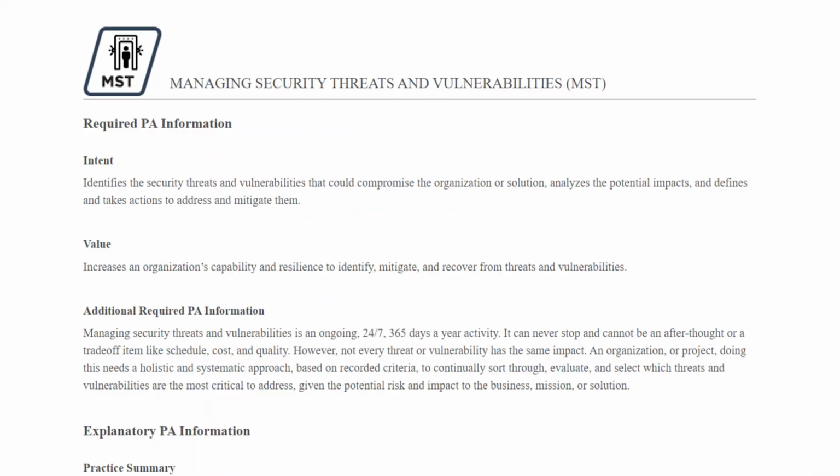Now, we shall start our tour of MST by looking at the key mandatory model components, the high-level intent and value statements. Intent: identifies the security threats and vulnerabilities that could compromise the organization or solution, analyzes the potential impacts, and defines and takes actions to address and mitigate them. Value: increases an organization's capability and resilience to identify, mitigate, and recover from threats and vulnerabilities.